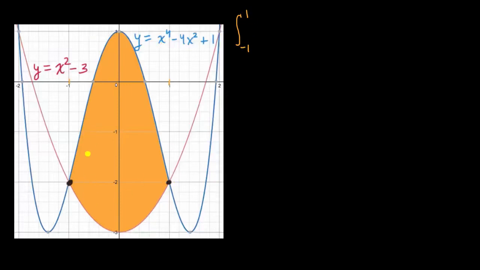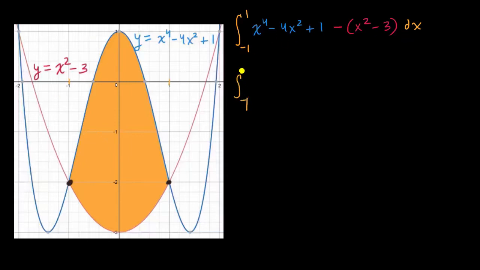And now let's think about our upper and lower bounds. Over that interval, this blue graph is our upper bound. And so we would subtract the lower bound from the upper bound. So we would have x to the 4th minus 4x squared plus 1. And from that, we will subtract x squared minus 3 dx. And in many other videos, we have talked about why this makes sense, to just subtract the lower graph from the upper graph when you're finding the area between them. But now we just have to evaluate this definite integral. So let's just get down to business.